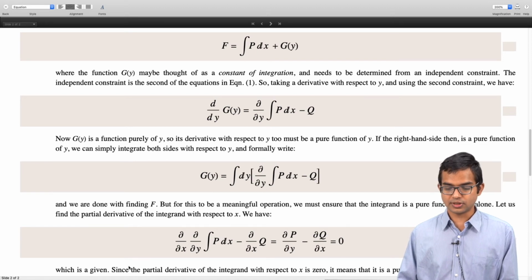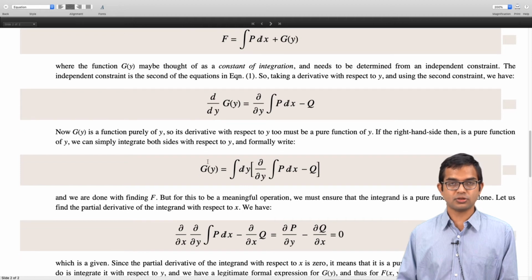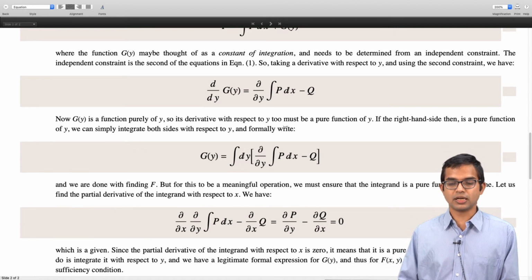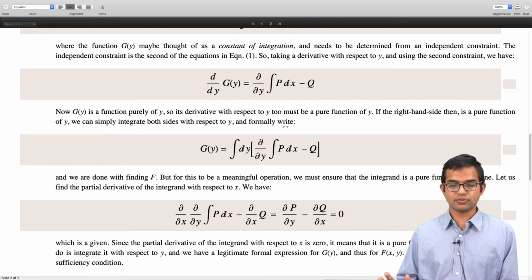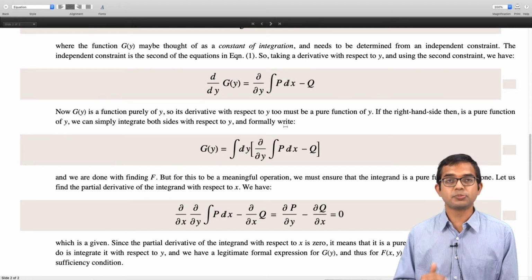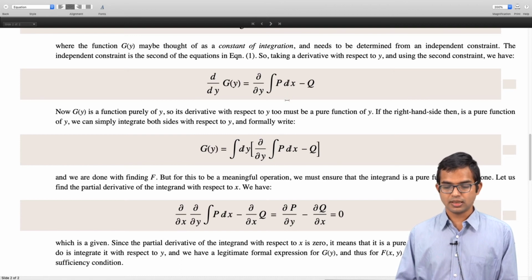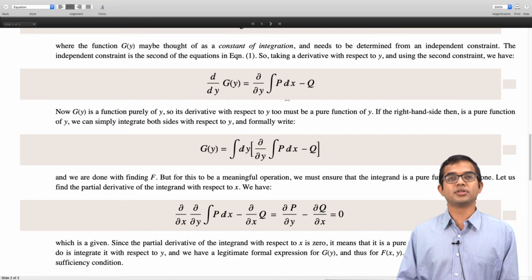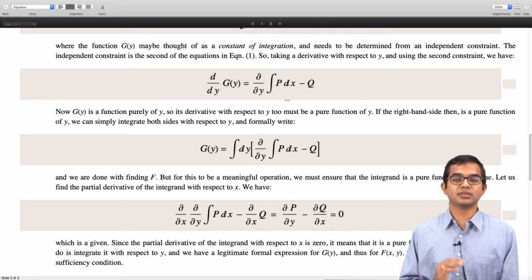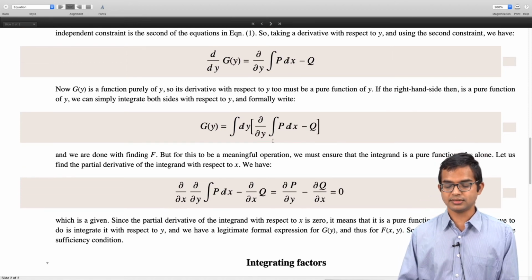Because its partial derivative with respect to x is 0, this is a completely legitimate operation to do, and you will get a function of y, and that you use to get your function f of x comma y. So we have explicitly shown how, given this condition, ∂p/∂y is equal to ∂q/∂x, it's going to imply that your original differential equation is exact. So it works both ways. It's a necessary and sufficient condition for your differential equation to be exact, right?